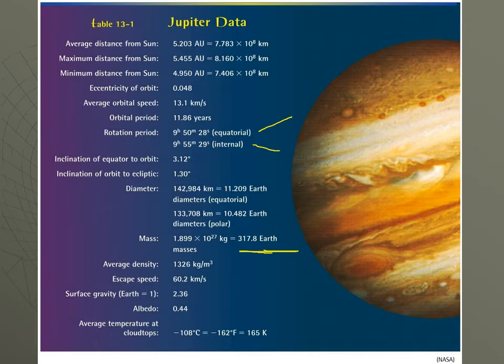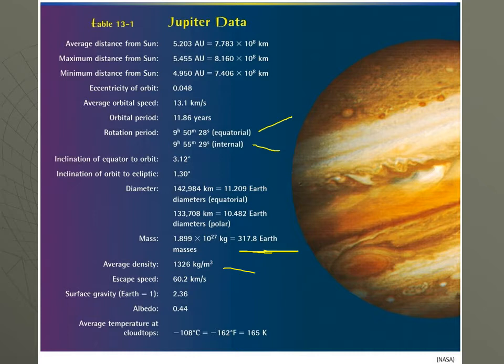The average density is 1326 kilograms per cubic meter. Put in other terms, that's 1.33 grams per cubic centimeter, compared with Earth, which is quite a bit higher than that, closer to 5.5. So it's made of lighter stuff. Hydrogen and helium make up the bulk of this. Escape velocity, 60 kilometers per second, way higher than Earth. It's real hard to get away from because it's got a lot of gravity.